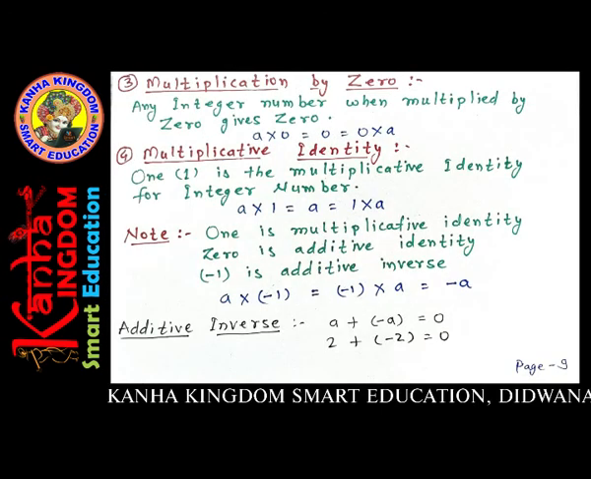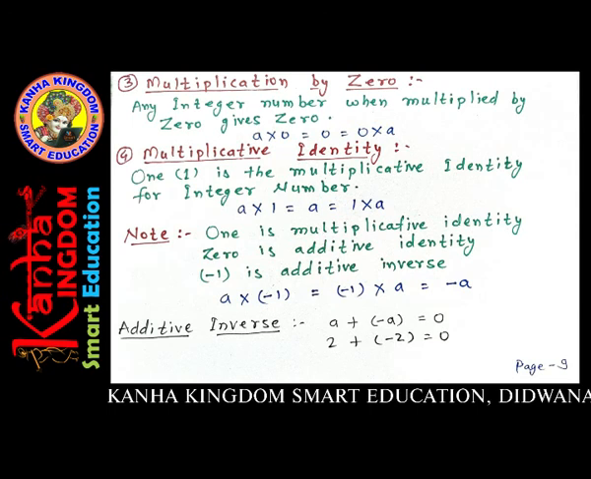Third property, multiplication by 0. Any integer number when multiplied by 0 gives answer 0. If an integer is a, when we multiply a with 0 gives answer 0.